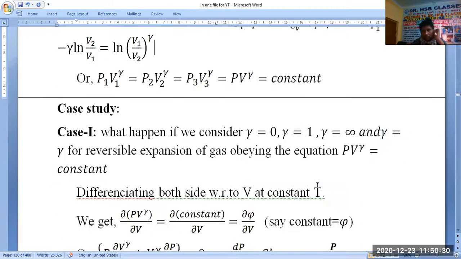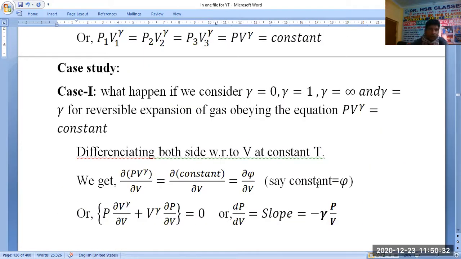And the case study. What was the case study? That was the problem from University of Calcutta. Case 1: what happens if we consider gamma equal to 0, gamma equal to 1 and gamma equal to infinity? Then what will be the relation?